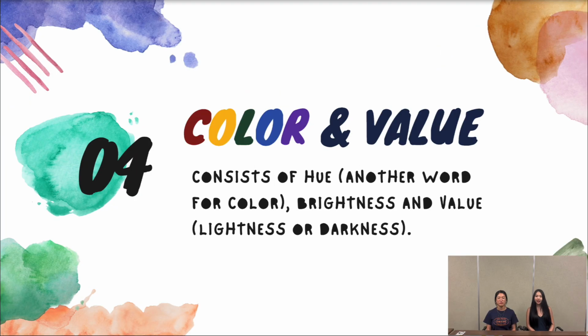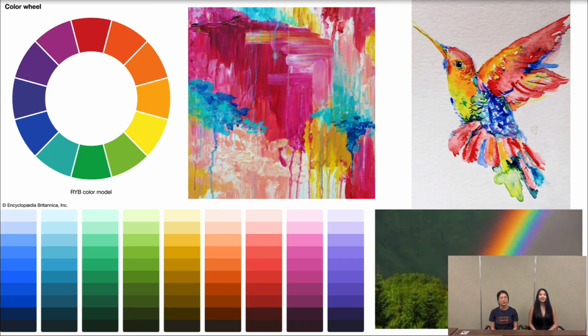All right, so the fourth element is color and value. So color consists of hues, which is another word for color, and brightness. And value is darkness or lightness. All right, so you guys have probably seen a color wheel before in your art classrooms, and in a color wheel we have the primary colors, which is red, yellow, and blue. And secondary colors is colors like orange, green, purple, which is made up by mixing the two primary colors together.